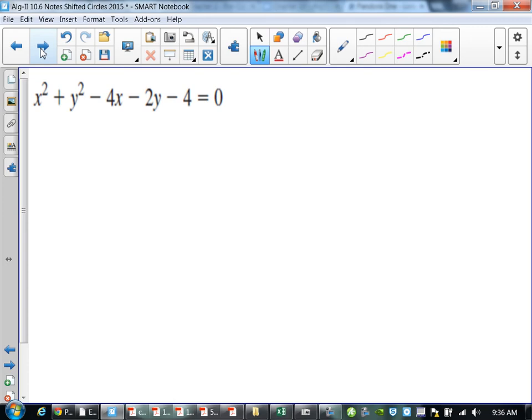In this case, we have x squared plus y squared minus 4x minus 2y minus 4 equals 0. We actually have to complete the square twice because we have an x squared and a y squared value. So group them together and move the constant over, just like we did before.